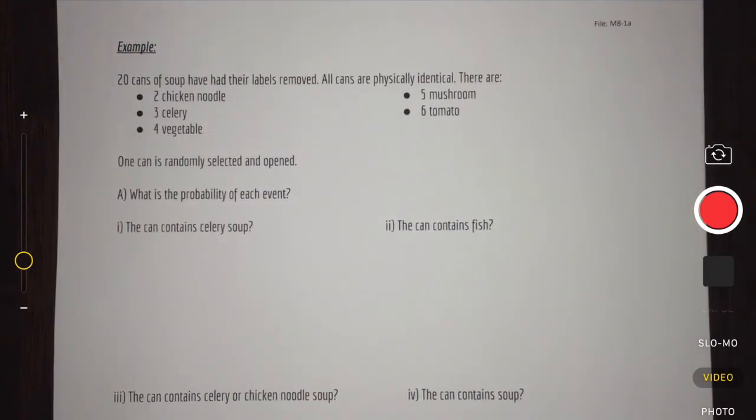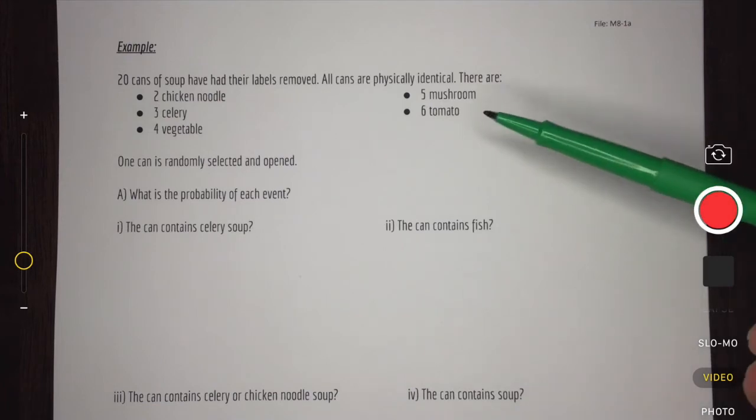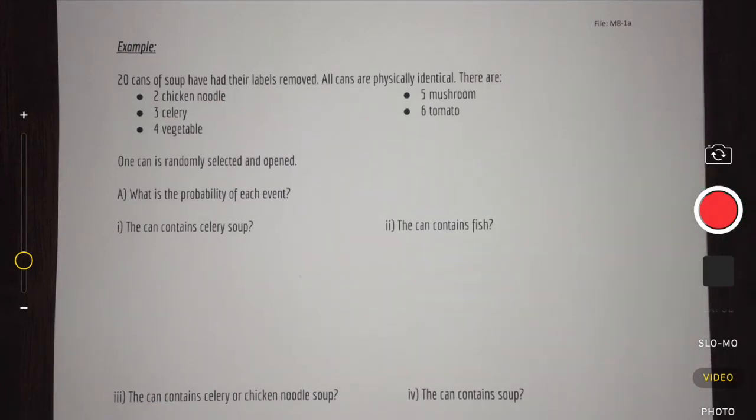All right, as a quick and really straightforward example, we're going to talk about if we had a whole bunch of cans of soup and we had some different flavors of soup in there, what would be the probability of each event occurring? In this particular case, we have 20 cans of soup, and we've taken all the labels off. So from the outside, all they look like are silver cans. They're all the same shape, all the same size. We can't tell what's in them. We know, however, that somewhere mixed in those cans, we have 2 chicken noodle soups, 3 celery, 4 vegetable, 5 mushroom, and 6 tomato. Based on that information, we can figure out, if we were to pick one at random to make for lunch or dinner, what our chances would be of getting each type of soup.